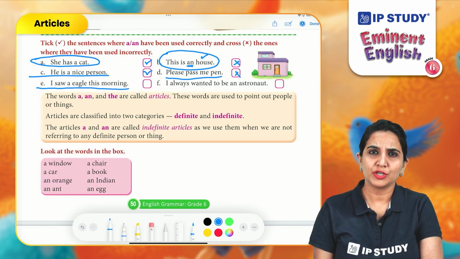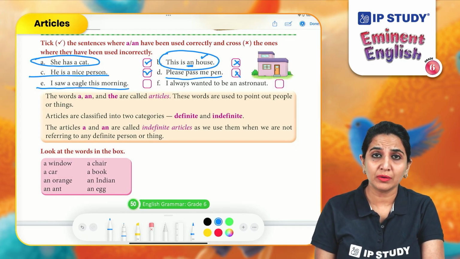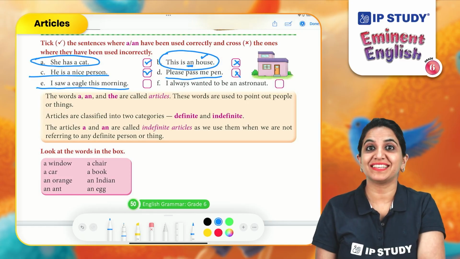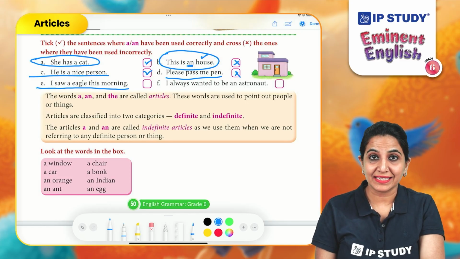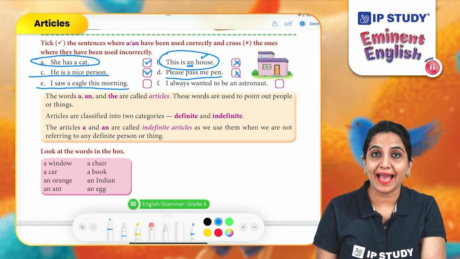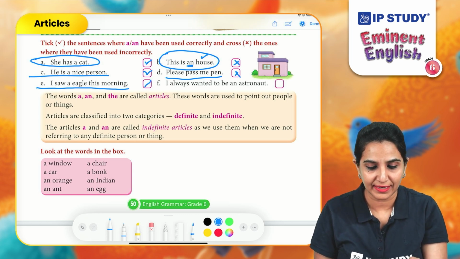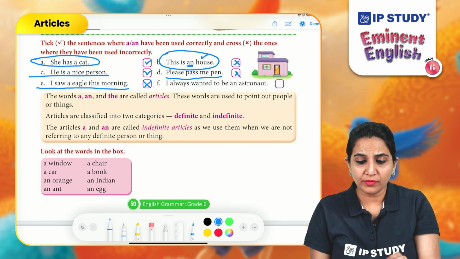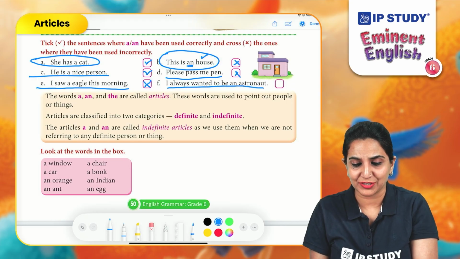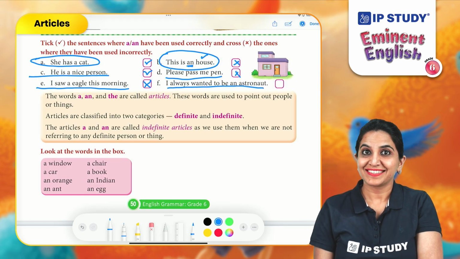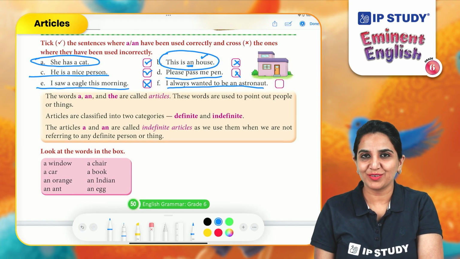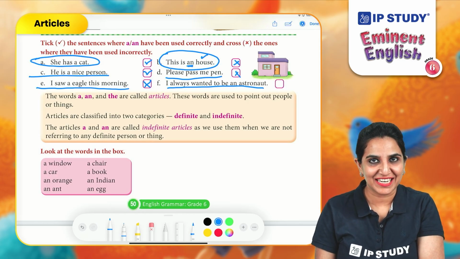I saw an eagle this morning. Eagle. Do you think this is the sound of a vowel? Bravo! This is the sound of a vowel. Hence, we will use article an and not article a. So this statement is correct. I always wanted to be an astronaut. Is it correct? Bravo! It is the correct statement.